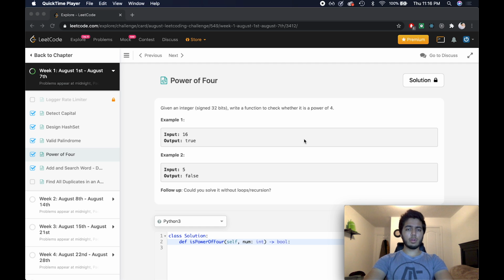So today, we're looking at a question called power of 4. It says, given a signed 32-bit integer, write a function to check whether it is a power of 4. So basically, if you're given a number like 16, you return true because 16 is a power of 4 and 5 isn't.